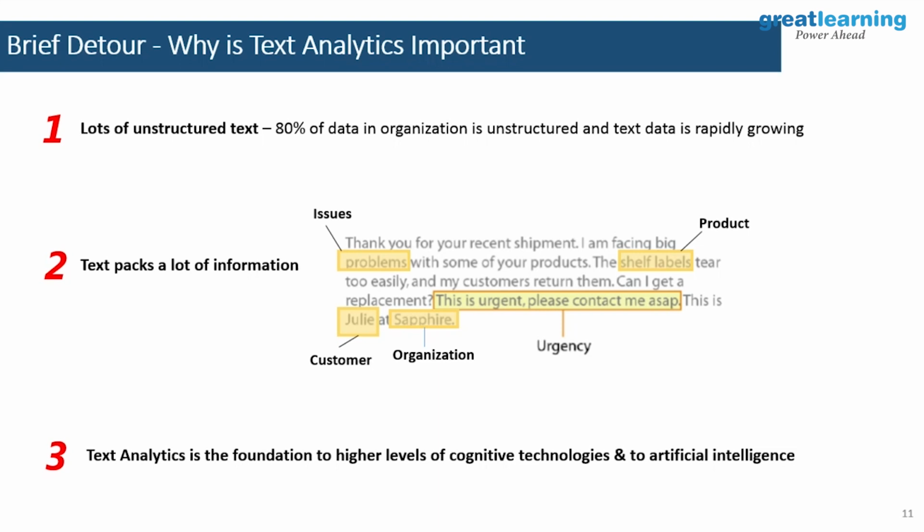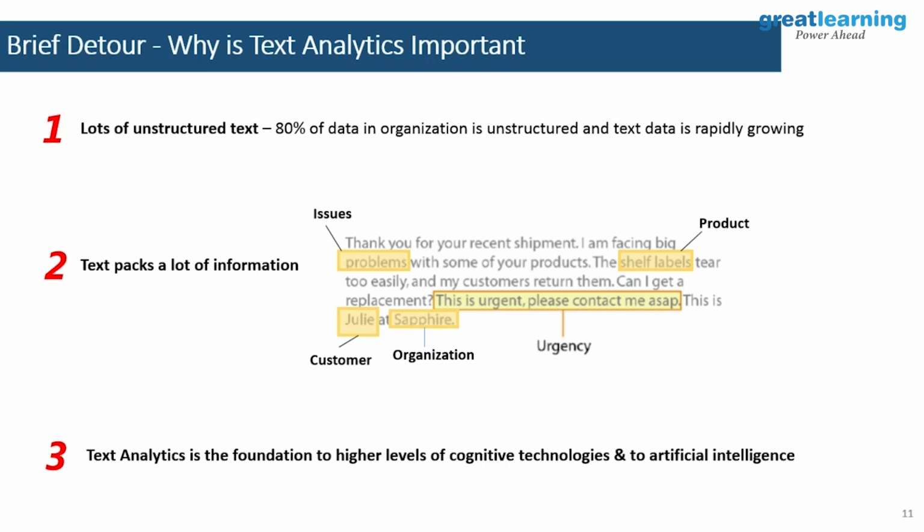There is really nothing that they get out of CMS other than probably search, right? Which is important in its own way, but now with this kind of techniques available, you can actually extract a lot more insights from text. And text typically packs a lot of information within a short window, right? So if you look at this particular piece of text, it captures issues, product, urgency, organization, customer. There's typically a lot of information available within text, right?